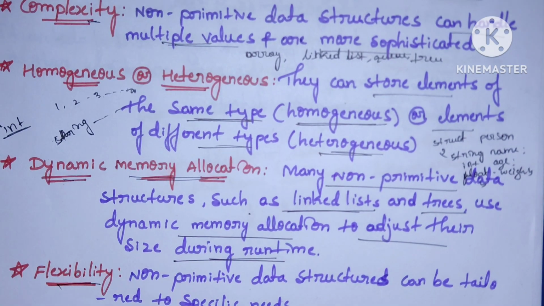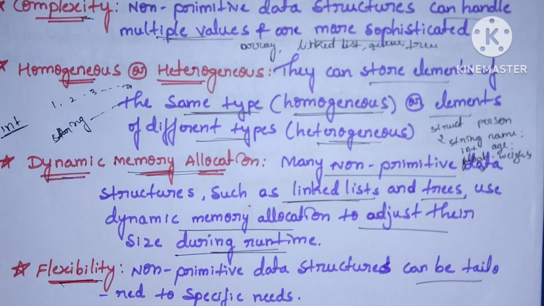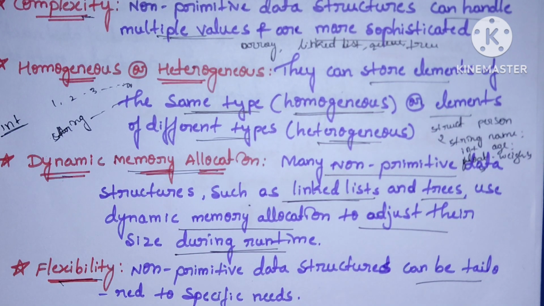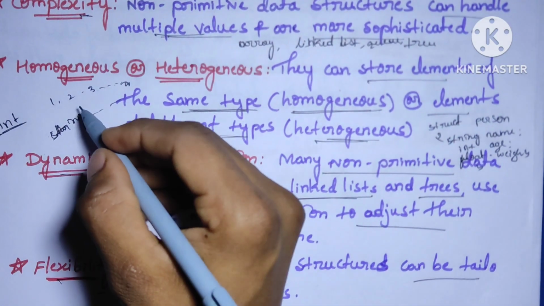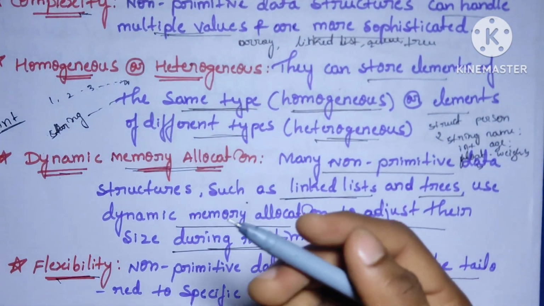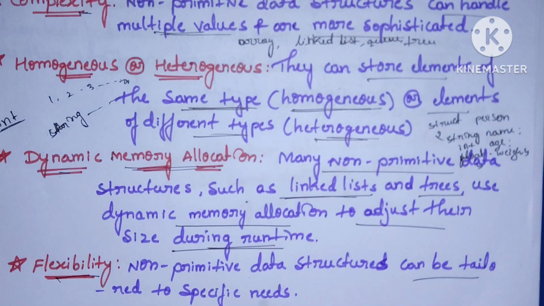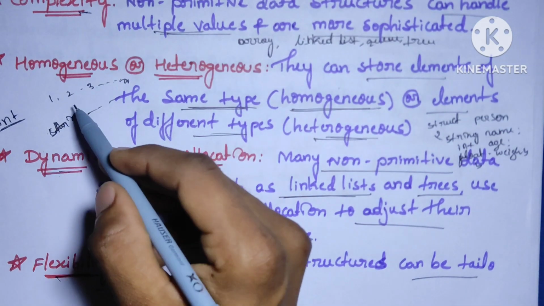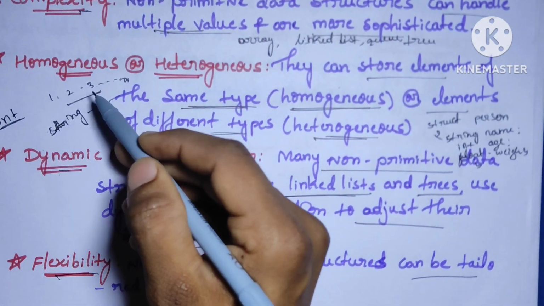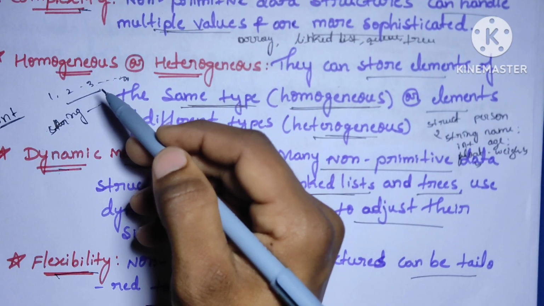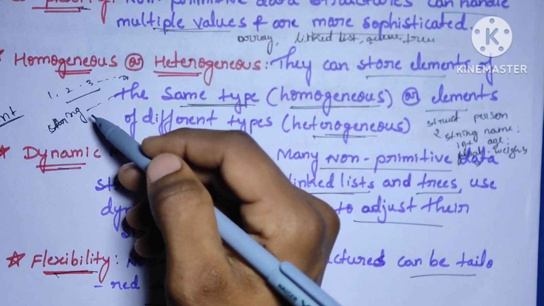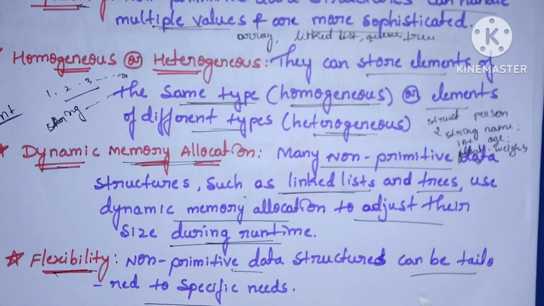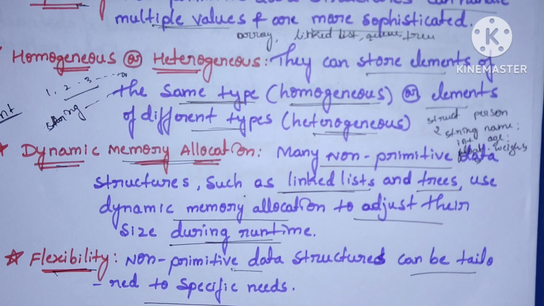Next is flexibility. Non-primitive data structures can be tailored to specific needs. What I am saying is, as I mentioned, homogeneous and heterogeneous: depending on my requirement, I can store either the same data type or different data types in a collection, right? So that is flexibility. But when it comes to a primitive data structure, I'm only storing integers. Even though I'm interested, I am unable to store the float data type, and sometimes the character data type won't be accepted, right? That flexibility I need, because some problems require modification during the execution.